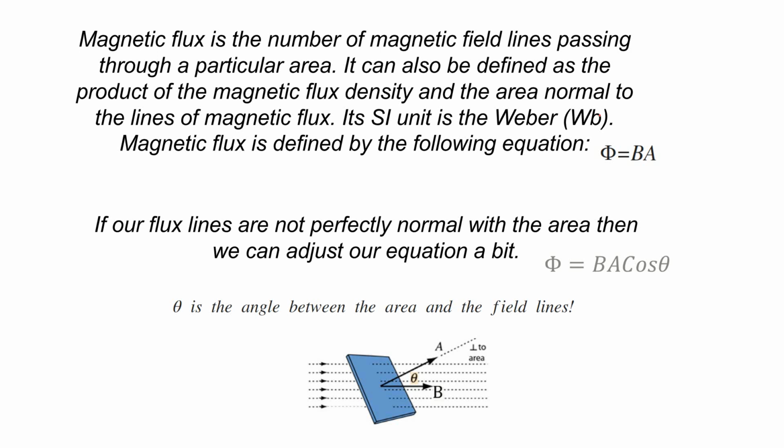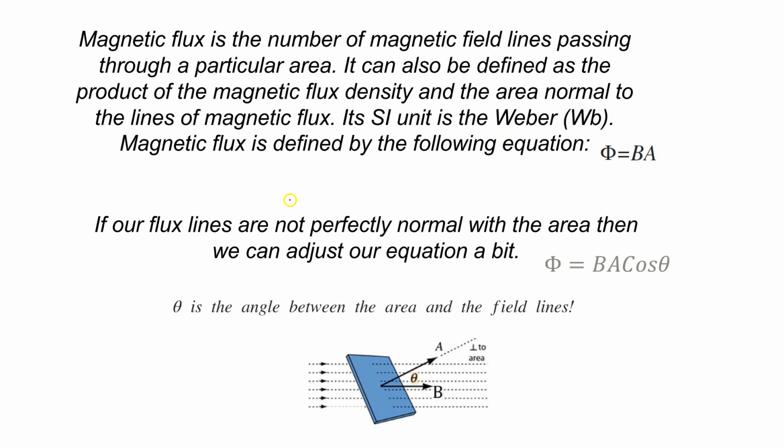It talks about magnetic flux. You'll hear us using this terminology and you must know how to define it. So magnetic flux is the number of magnetic field lines passing through a particular area. It can therefore be defined as the product of the magnetic flux density and the area normal to the line of magnetic flux. The SI unit for magnetic flux is the Weber, and we use capital W, b as a shortening for the unit.